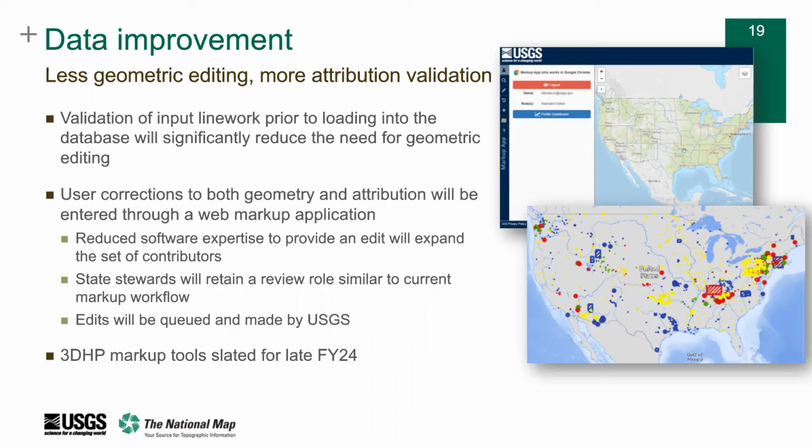People can submit markups through a web app, looking a lot like the web app we have currently. Those will be reviewed by USGS and by stewards if we have stewards in the state. But then those edits will actually be made by USGS. We won't be relying on external editors to do that work anymore. And again, that functionality is slated to come online in late 24.